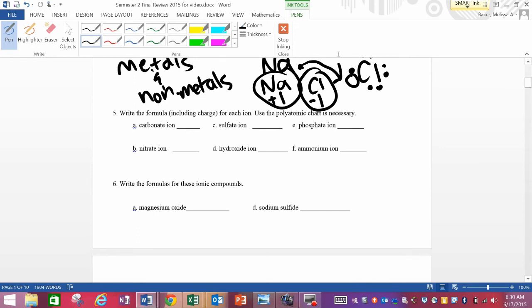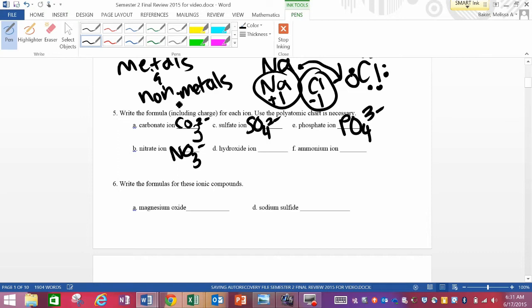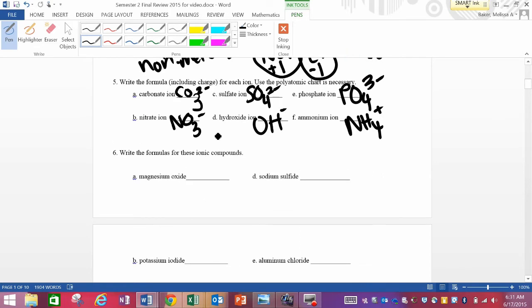Number 5 makes it seem like you're going to have these memorized for the final, but they're actually on your solubility table. So just for practice, carbonate is CO3 with a -2 charge. Sulfate is SO4 with a -2 charge. Phosphate is PO4 with a -3 charge. Nitrate is NO3 with a -1 charge. Hydroxide is OH with a -1 charge. And ammonium is NH4 with a +1 charge. So it's a lot easier if you have these memorized, but it's definitely not necessary for the final.